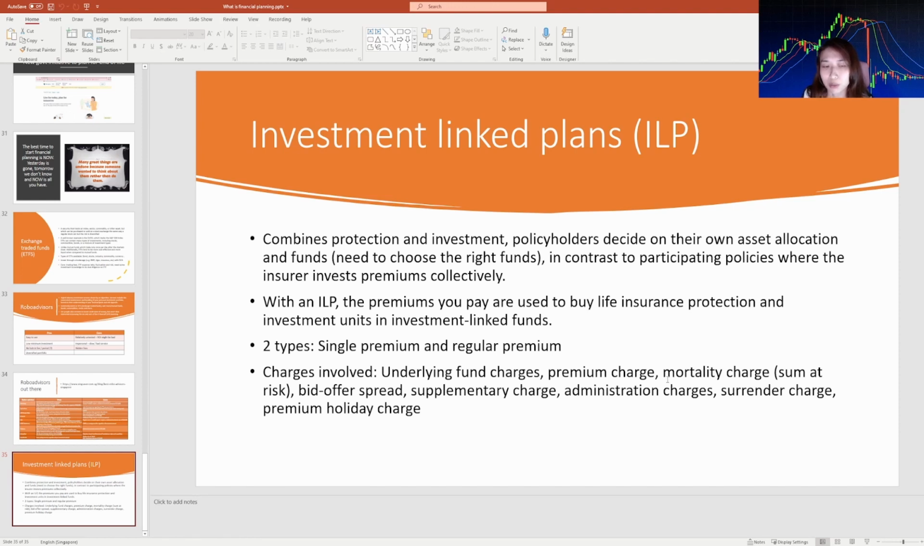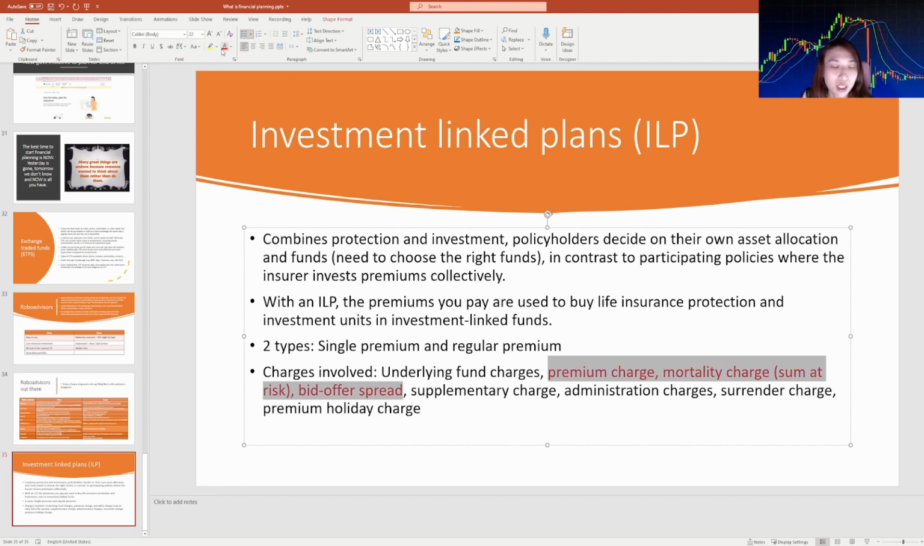So what is a sum at risk? Sum at risk is when the insurance coverage amount is higher than the policy value. So there will only be a mortality charge when the policy value is lower than the sum assured. So this is also not there all the time. These two, sometimes you have, sometimes you don't.